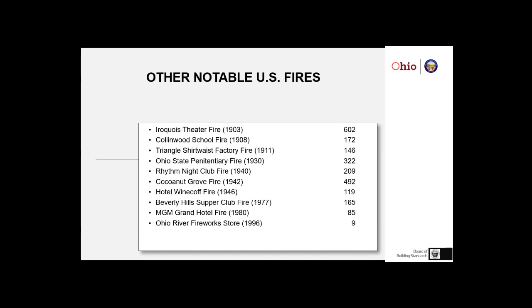Again, let's look close to home. Ohio River Fireworks Store, back in 1996. 9 people died. The source of this was a cigarette that intentionally lit some fireworks in the small facility. A man that was injured in a skateboard accident, so had some cognitive issues, was charged with starting the fire. Allegedly, the sprinkler system was turned off.